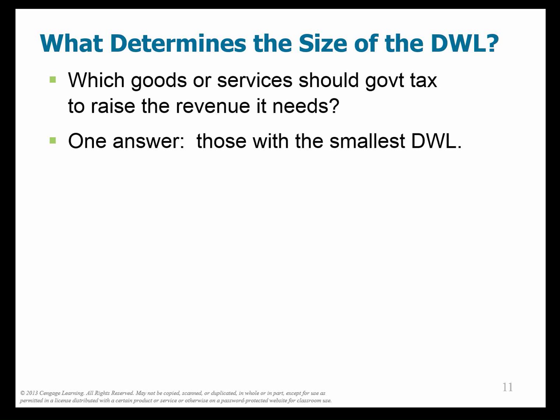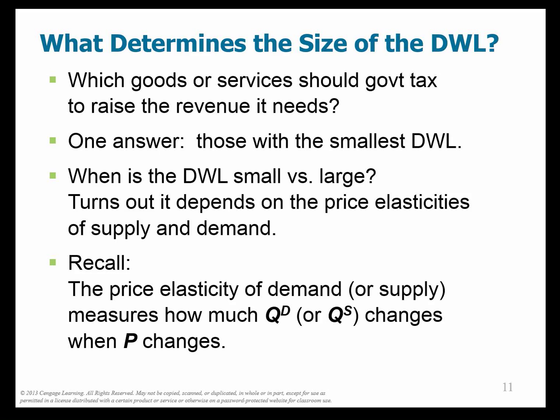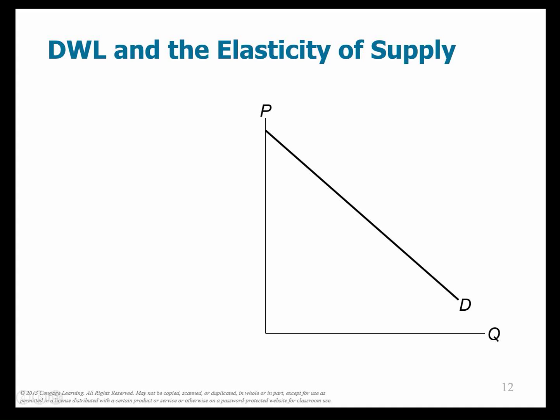All right, so what determines the size of this deadweight loss? So if there's perhaps goods with small deadweight losses, we should tax them. How can we find out the size of the deadweight loss? Well, it actually depends on the price elasticities. So remember price elasticities, we learned these in chapter 5. Okay, it's how much quantity changes when price changes. And we represent it with the slope of our demand and supply curves.